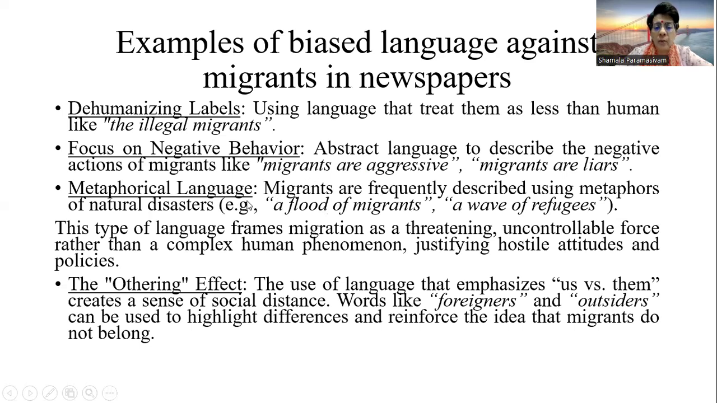Then there is metaphorical language use, where metaphors of natural disasters are used when directed to migrants, for example, a flood of migrants or a wave of refugees. So this type of language frames migration as a threatening, uncontrollable force rather than a complex human phenomenon. So this kind of language use justifies hostile attitudes towards them and hostile policies, which is not at all fair.